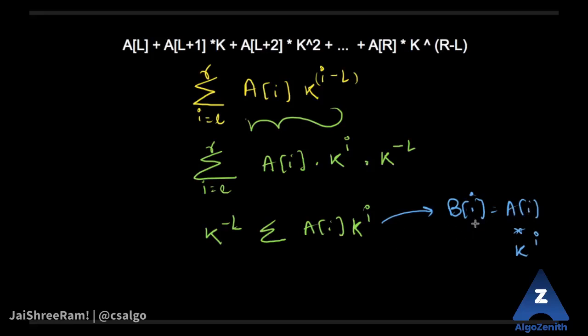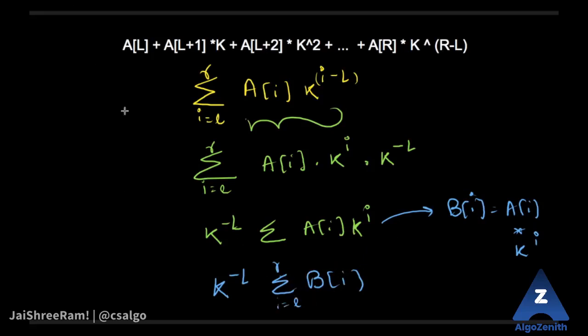So we can easily calculate this array B. Now this question just boils down to finding k to the power minus L times the summation of B of I from I equal to L to R. Notice how we converted it into another static array, and then we just say that this is the sum of that static array in that range, right?